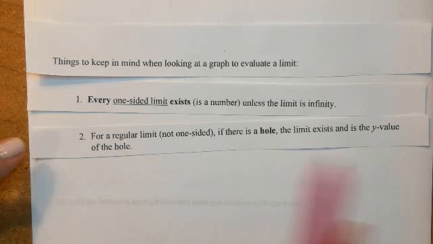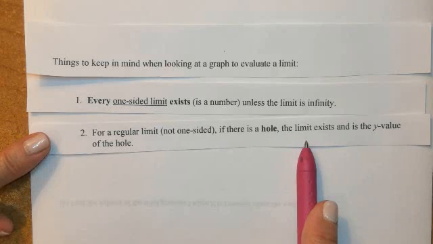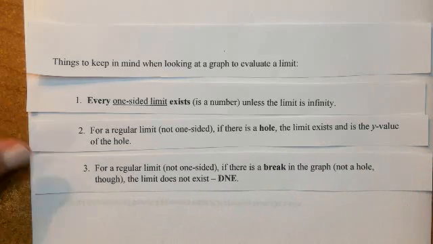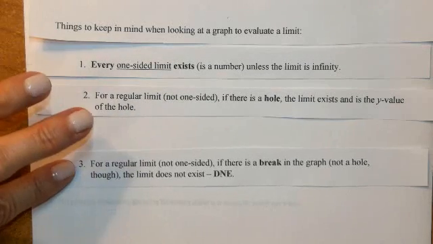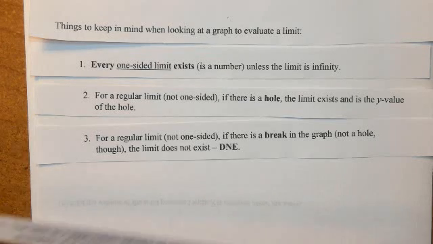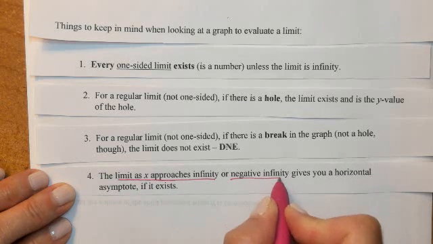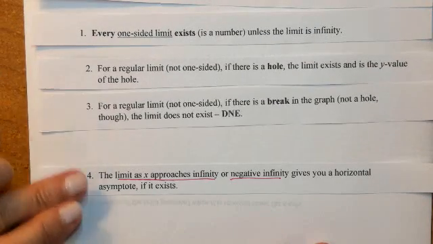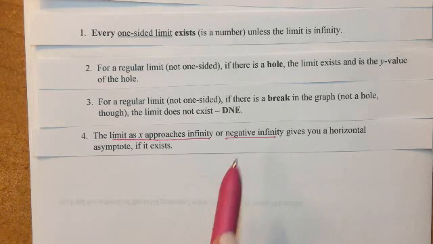Number 2, for a regular, not one-sided limit, if there's a hole in the graph, then the limit exists and is the y value of that hole. If there is a break in the graph, not a hole, just a complete break in the graph, then the limit does not exist. DNE. The limit as x approaches infinity or negative infinity gives you a horizontal asymptote if it exists. It doesn't have to exist, but if you have a horizontal asymptote, that's the limit as x approaches infinity or negative infinity.